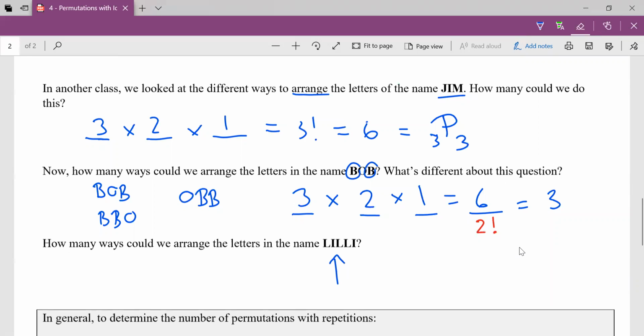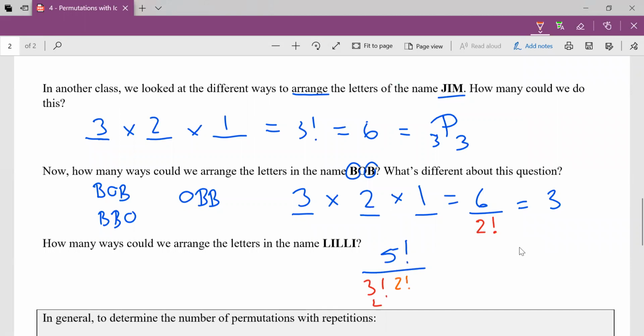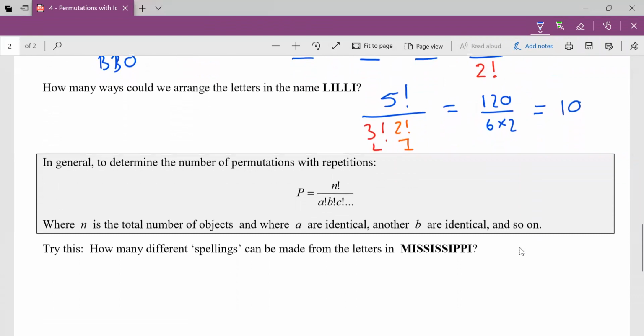For our friend Lily, there are 5 letters, so there are 5 factorial ways I could arrange those letters. Now there are 3 L's, so there's my L's, and there are 2 I's, and there's my I's. Now I can simply put that into my calculator, and I get 120 over 6 times 2. There are only 10 ways to arrange the letters in the name Lily. So there it is, friends. That's how we deal with identical objects.